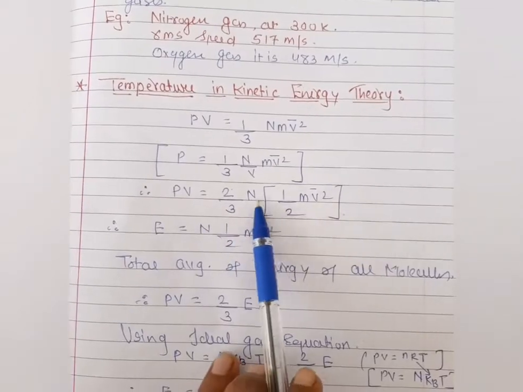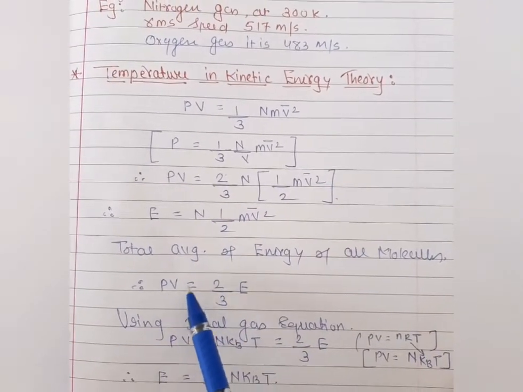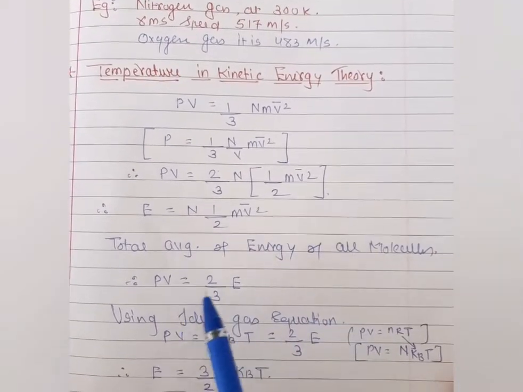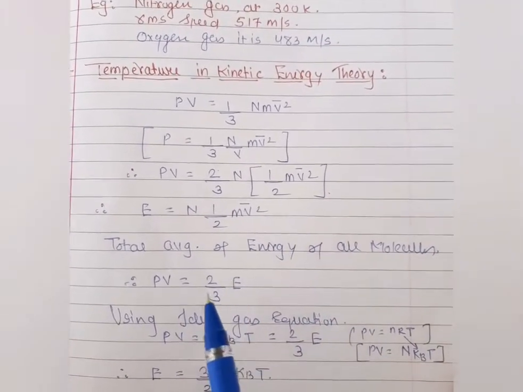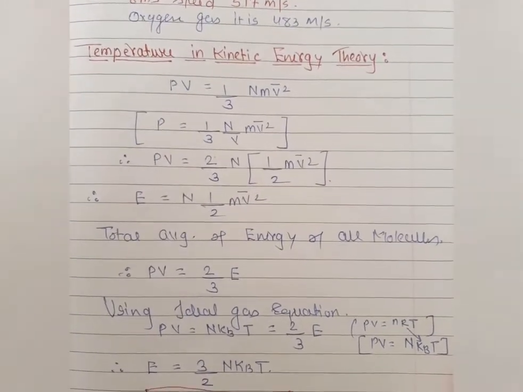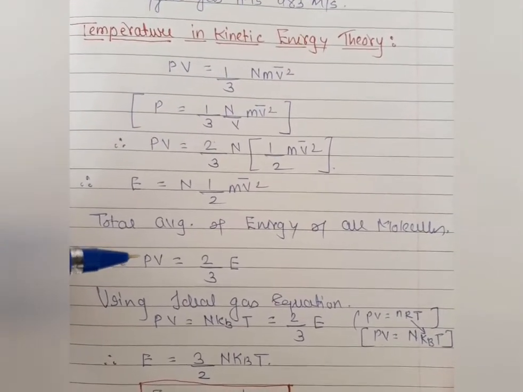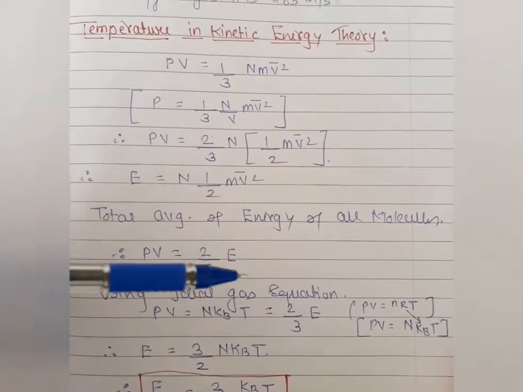So let me substitute E in its place, that is PV is equal to 2 by 3 E, where E is the total average energy of all molecules. So it is very clear. When the molecules collide inside the container, this is the total energy of the molecules.